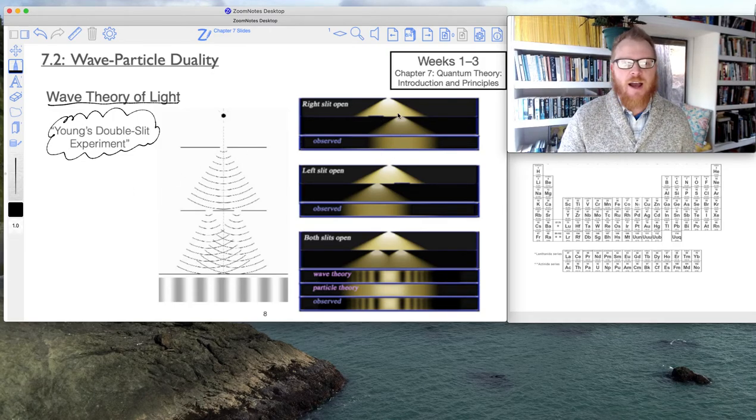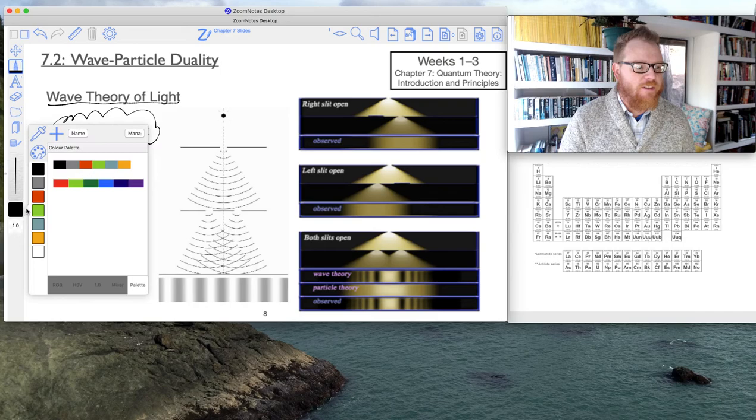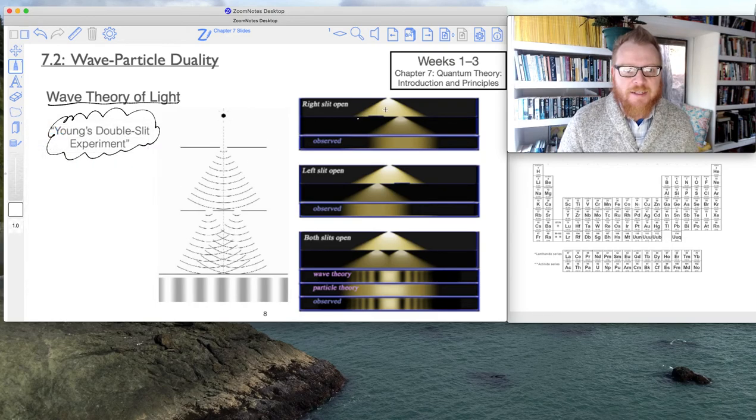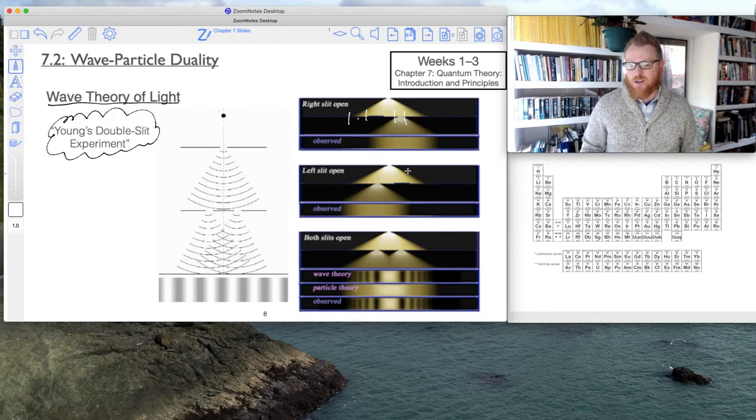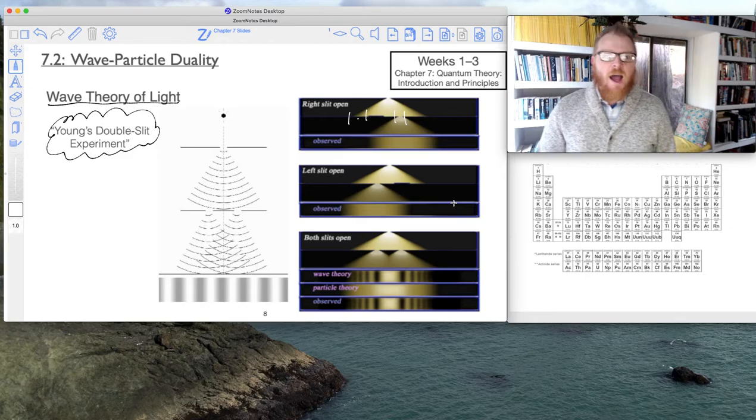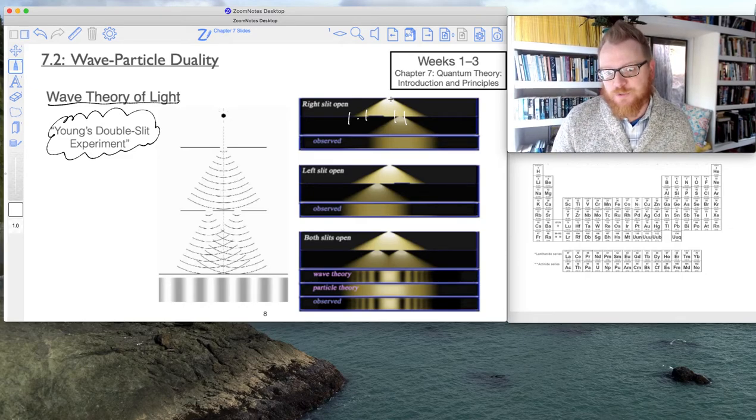So we have this double slit. I'll see if I can annotate this. Here is an opening and here is an opening. So there's our double slit, right? And of course, there's a source of photons up here, a light source. And that light source, as it comes through, is broad.